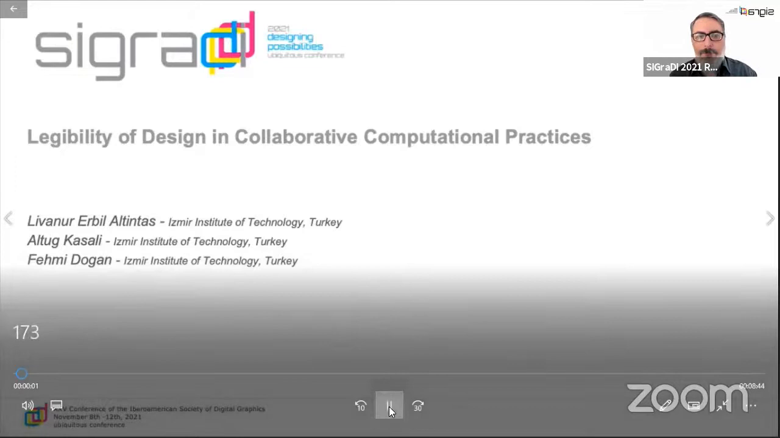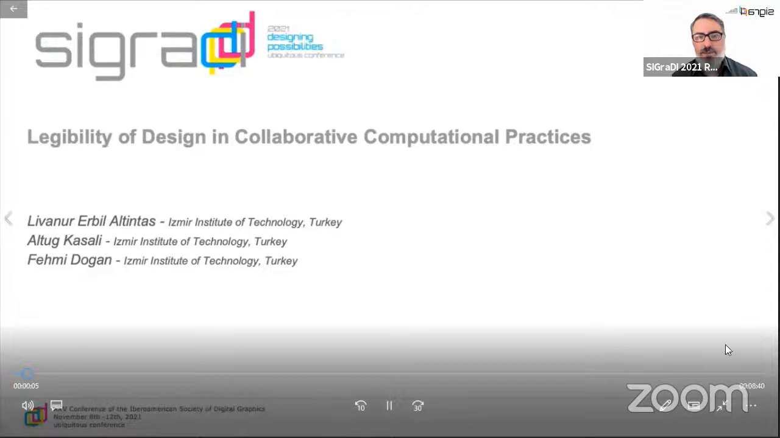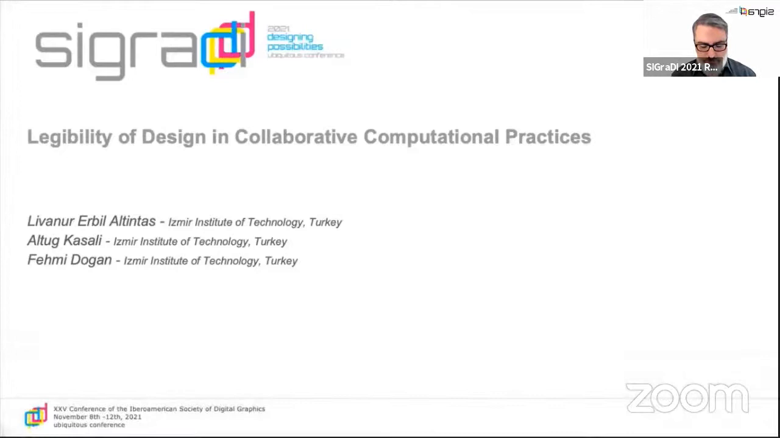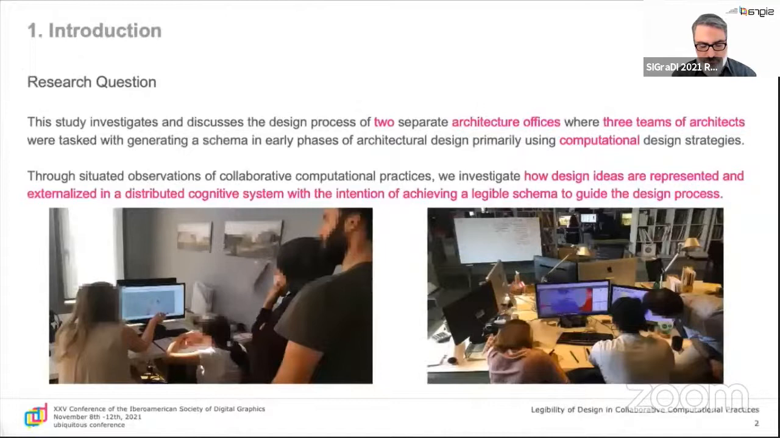Hello, everyone. My name is Divan. We are attending the conference from İzmir Institute of Technology from Turkey. Our paper's title is Legibility of Design in Collaborative Computational Practices. Design means a level of ambiguity which is also claimed to be accommodated within computational practices. It is also a key concern that the logic of computation and related morphologies necessitate a level of clarity in parameters and rules to be employed.